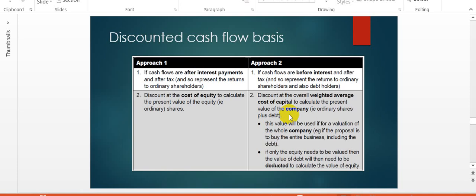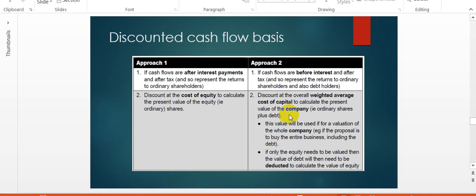So in approach 1, you use cash flows after interest payments and after tax. Those are the cash flows that you want to discount. You discount these with the cost of equity. What you get after discounting, which will be the present value, that will be the value of the company.